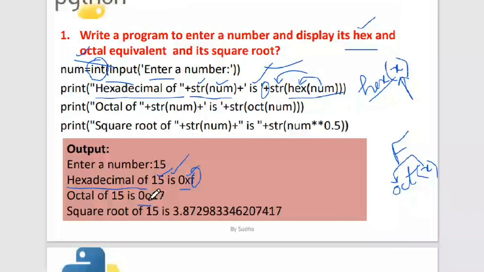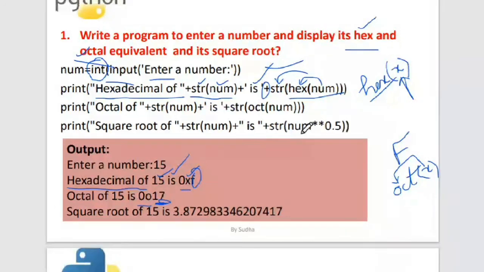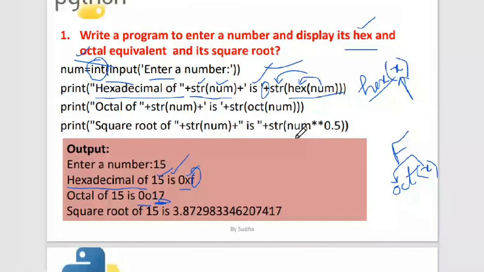And next is the square root. To find the square root, we are using the exponential operator. The exponential operator is double star, so we are using that to find out the square root. So this is the first program, and the square root is displayed, and you can choose how many digits you want after the decimal.